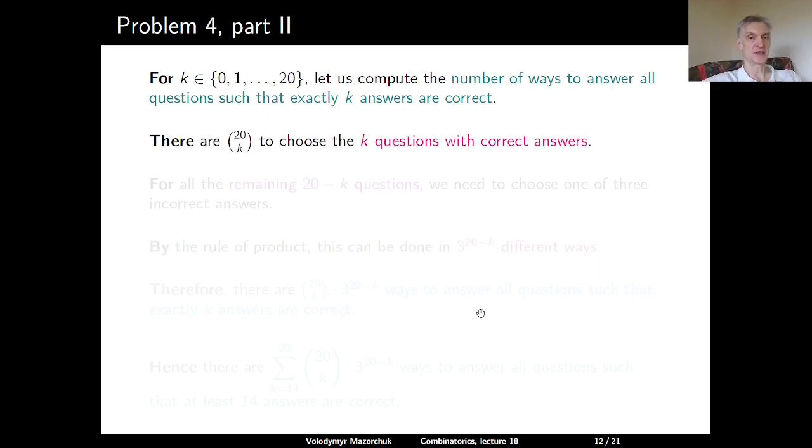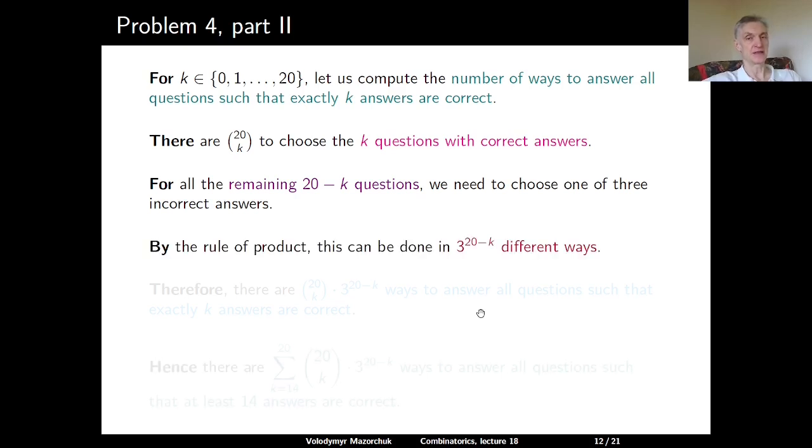So we can choose the questions which we answer correctly in 20 choose k different ways. And for those questions we have the unique answer. And for the remaining 20 minus k questions, we need to choose one of 3 incorrect answers. By the rule of product, we can do this in 3 to the power 20 minus k different ways. Therefore, there are 20 choose k times 3 to the power 20 minus k ways to answer all questions on the examination such that exactly k answers are correct.